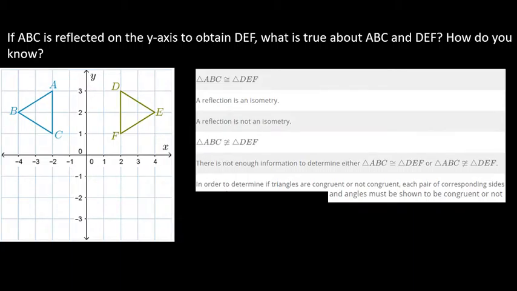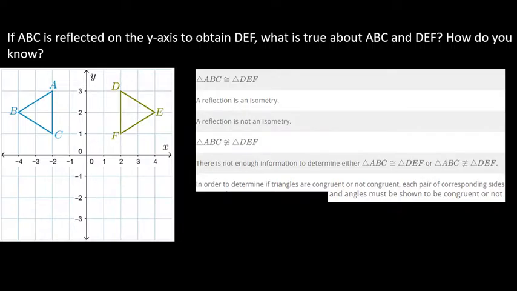Let's talk about Lesson 8, Activity 3, Question 3. If triangle ABC is reflected on the y-axis to obtain DEF, what is true about triangle ABC and triangle DEF? And how do we know?